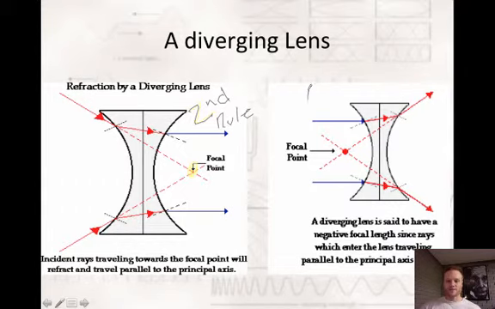And over here, we have the first rule. Basically, this one is traveling parallel to the principal axis. It hits the lens, it refracts outwards, and if you trace this ray back, it heads back into the focal point on this side of the lens. Okay, and that's the first rule.